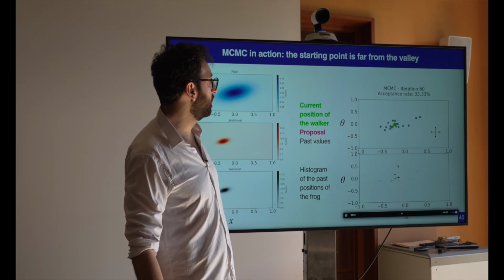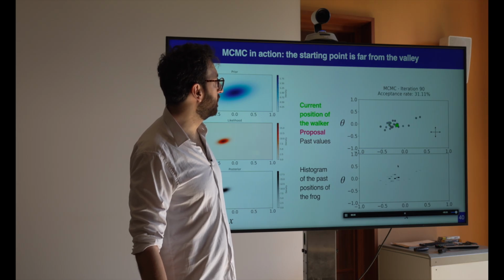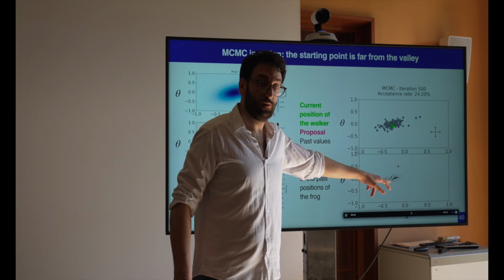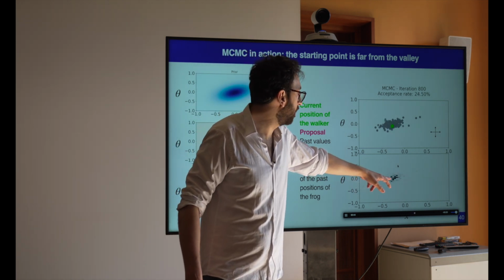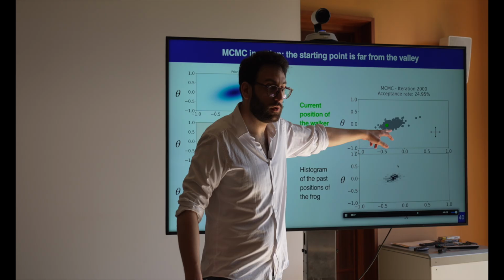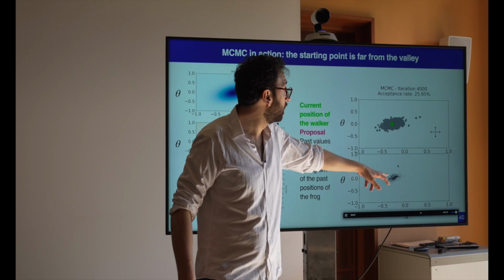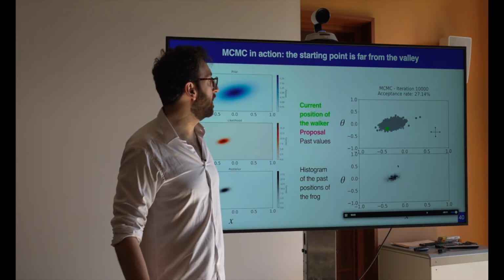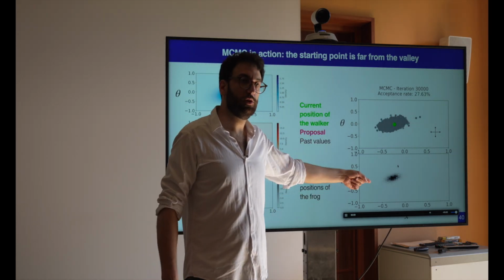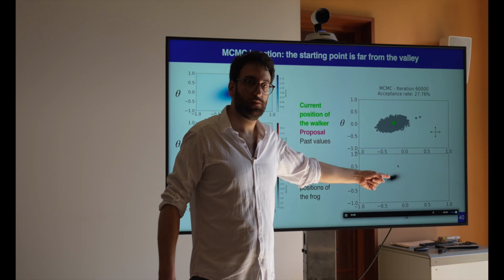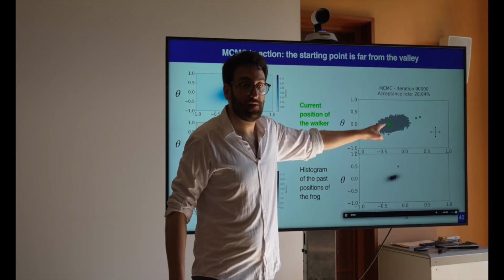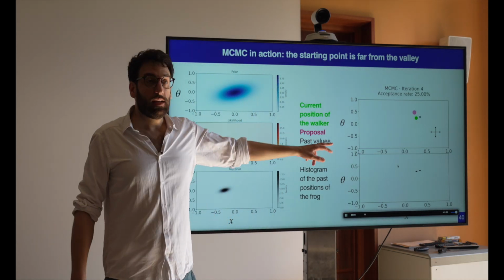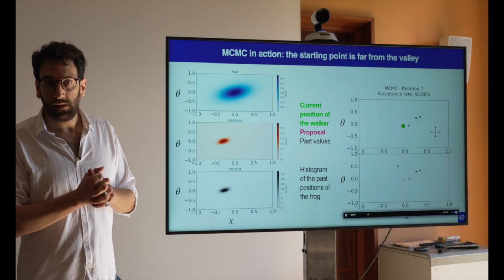So the question is, how is it going to work out in the end? And it seems like, okay, now we found the peak of likelihood, and the walker, or the frog, stays there. So now we have an acceptance rate which is pretty good. And in the end, we're going to converge to the right distribution. This is the histogram of the past values of the chain, again. In that case, things ended well, but it might not always be the case.